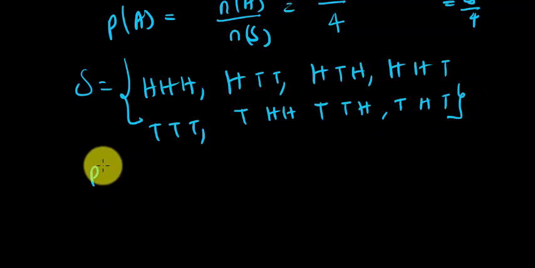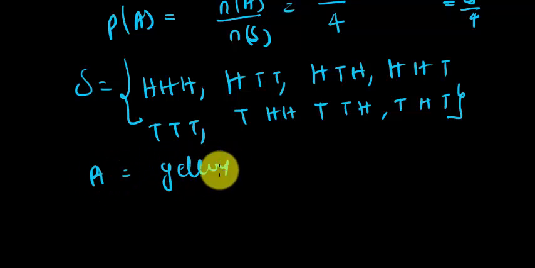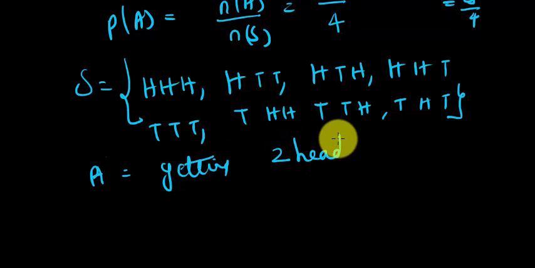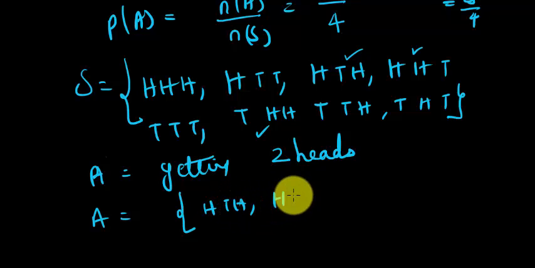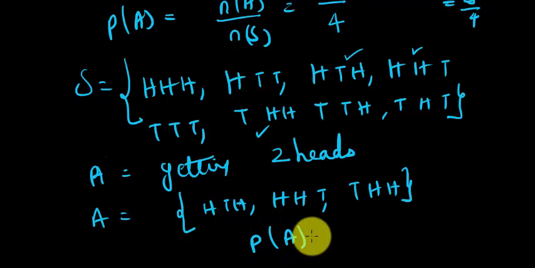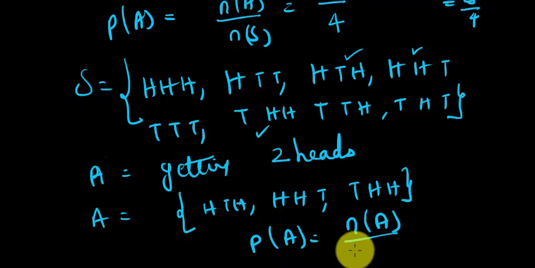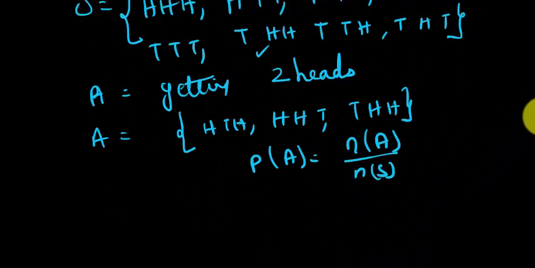So now I'm going to define another event. Let's say A. I'm defining it as getting 2 heads. So the elements belonging to this are the options where exactly 2 heads are available, which is this, this, and this. So that's going to be HTH, HHT, and THH. So the probability of the event A can be defined as the number of elements belonging to A divided by the number of elements belonging to the sample space. In this case, it's going to be what?